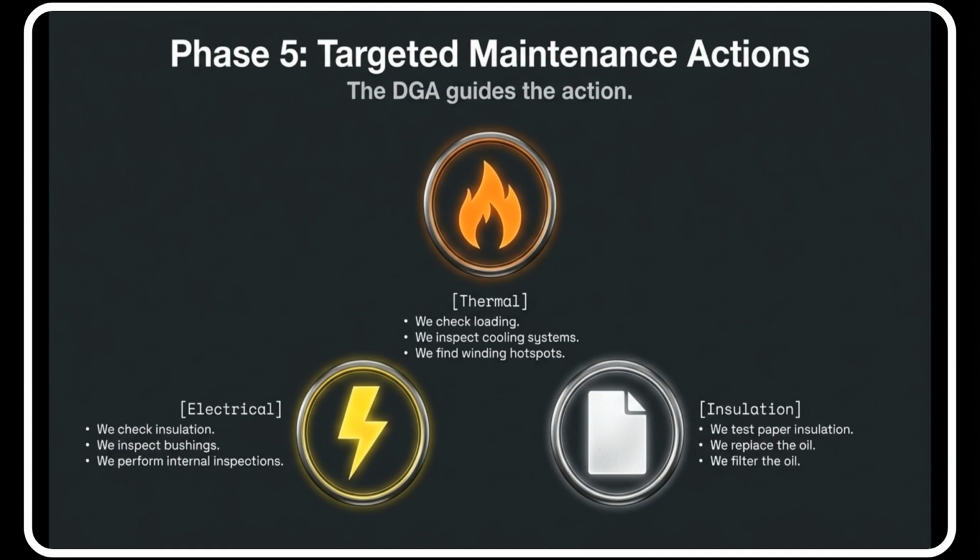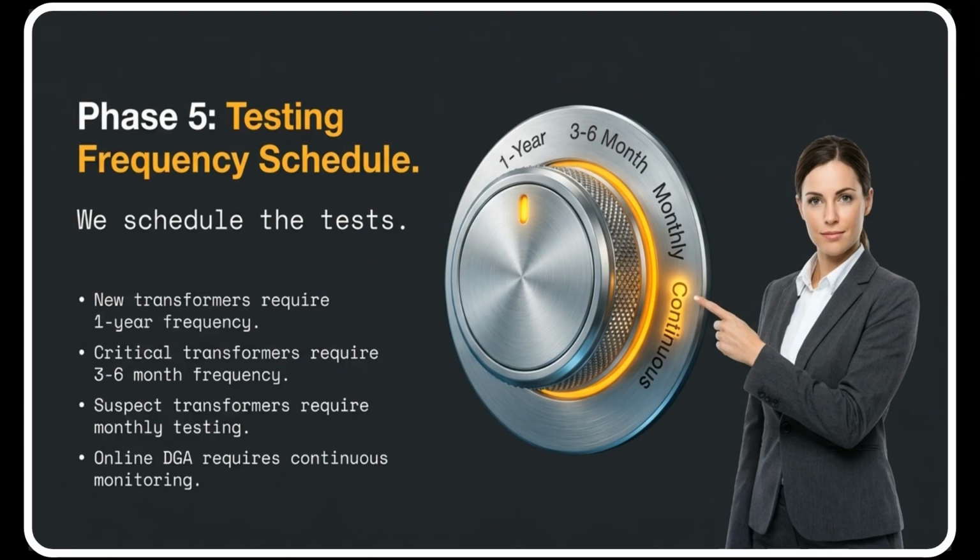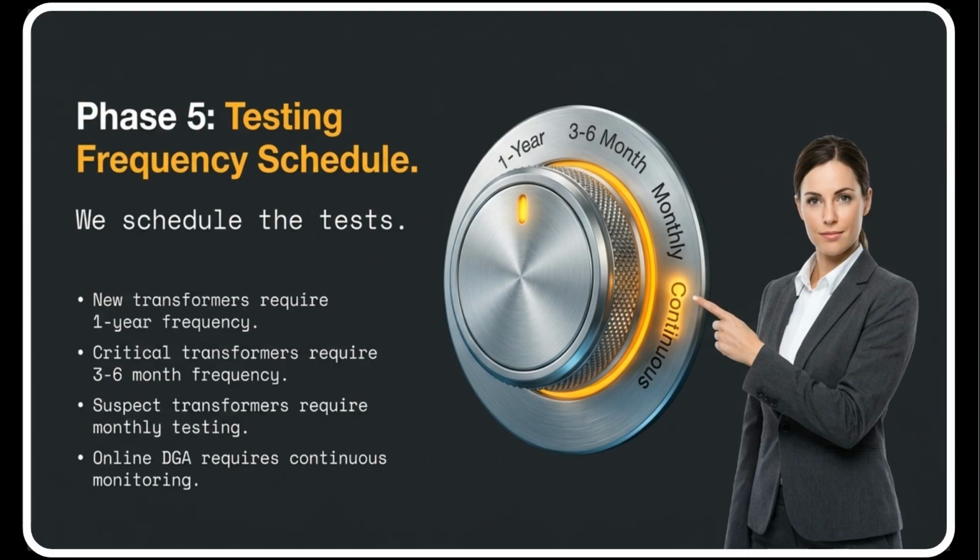Phase 5 focuses on targeted maintenance actions guided by DGA. We address thermal issues by checking loading and cooling, electrical issues by inspecting insulation and bushings, and insulation issues by testing paper, replacing oil, or filtering. Phase 5 concludes with the testing frequency schedule. New transformers are tested annually, critical ones every 3 to 6 months, and suspect units monthly. Online DGA enables continuous monitoring.